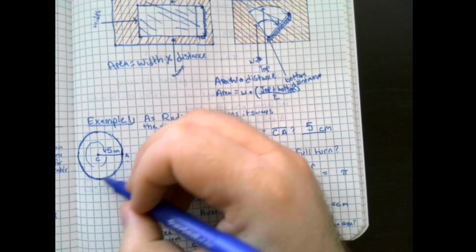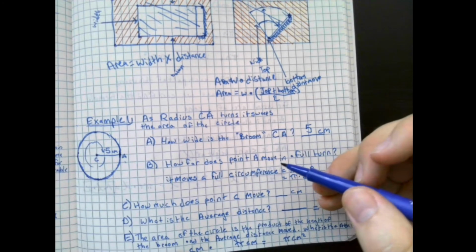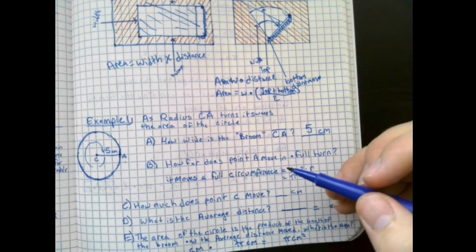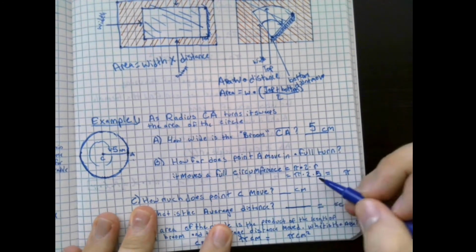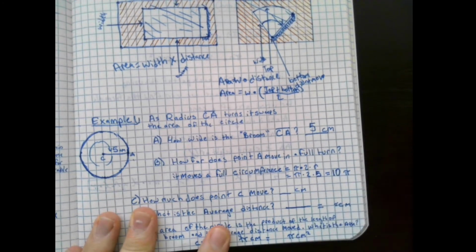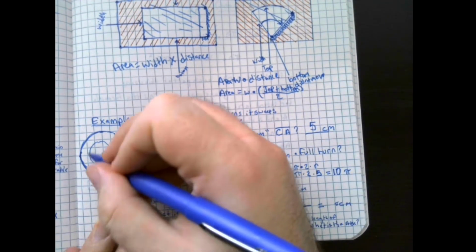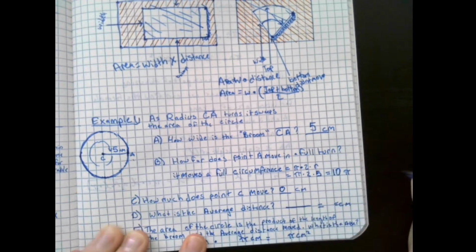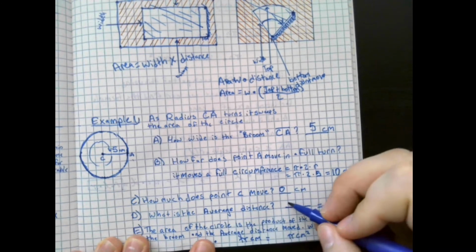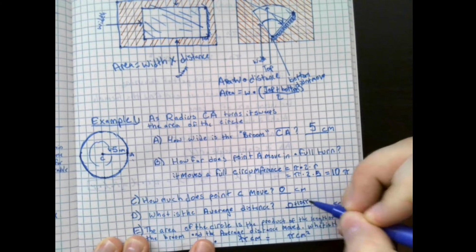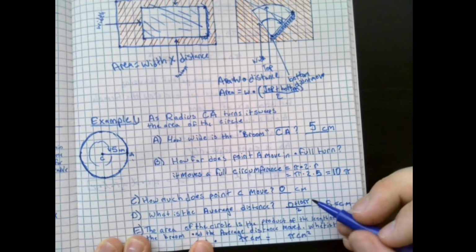How far does point A move in a full turn? Well, if this went all the way around back to itself, that's a circumference. Circumference is equal to pi times the diameter, or 2 times the radius times pi. Now, the radius we set up here was 5. So we're going to have pi times 2 times 5. 2 times 5 is 10. So we'll have 10 pi. How much does point C move? Well, as we move around point C, C moves 0 centimeters. Which means that when we find the average, if we add 0 plus 10 pi and divide by 2, you're going to get 5 pi, because 0 plus 10 is 10, and 10 divided by 2 is 5.